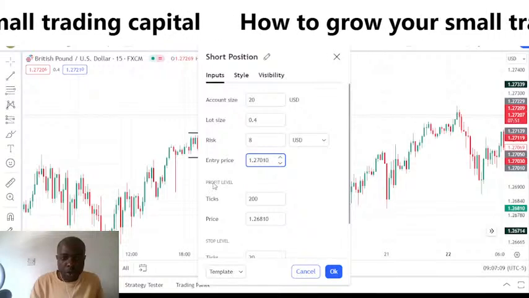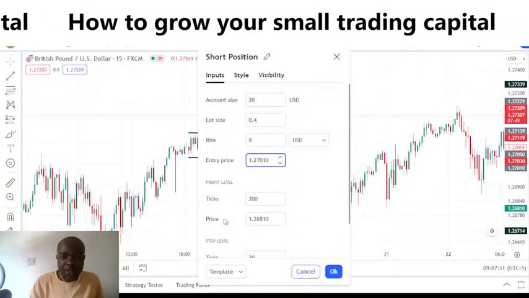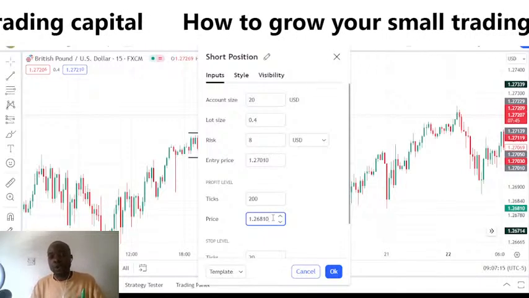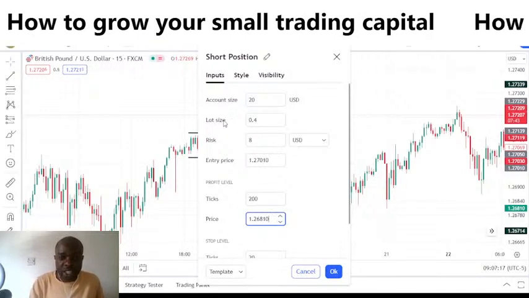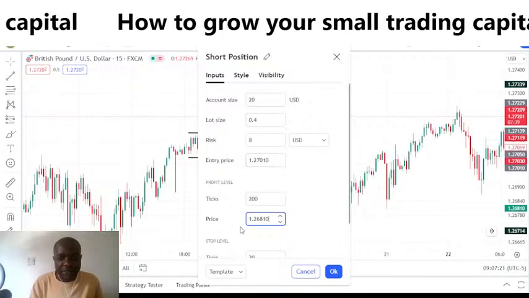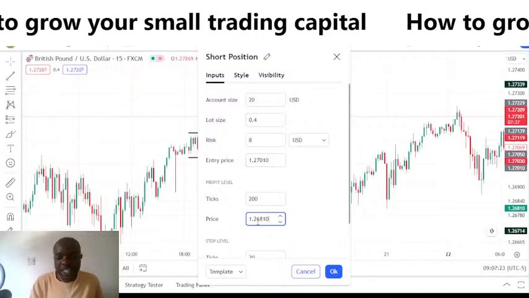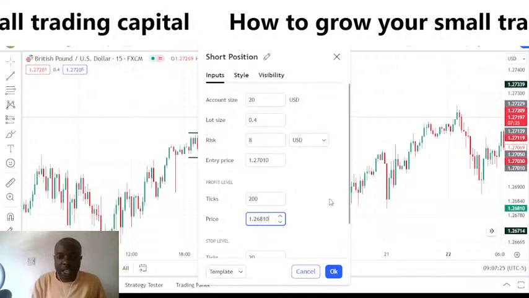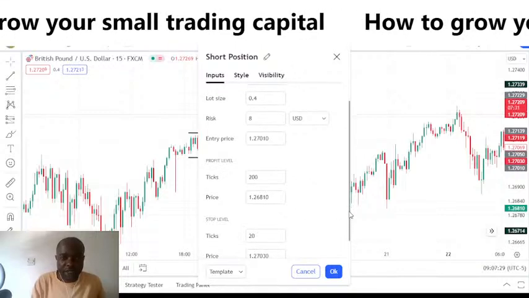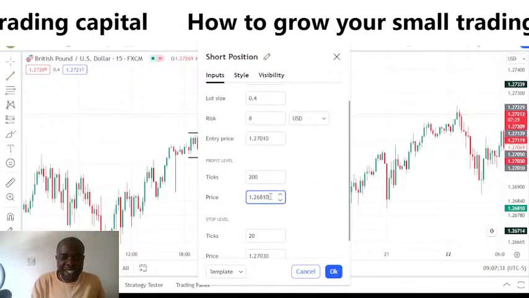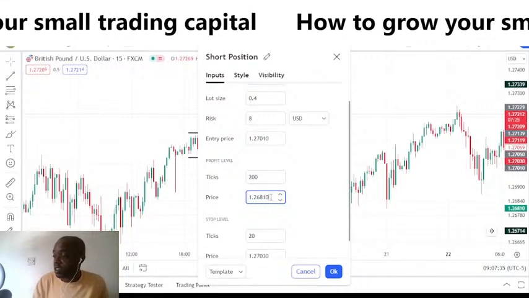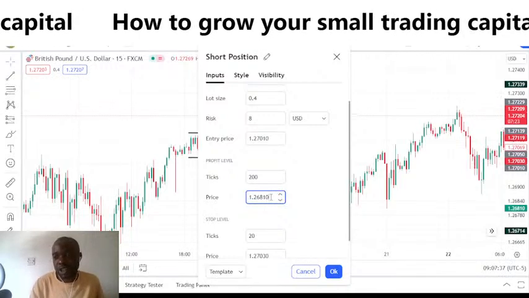Also, the price for the take profits. In Meta 4, they deal with lot size, entry price, take profit price, and stop loss price. That is why you are going to use this, so that you can know the exact price, the actual price to set.